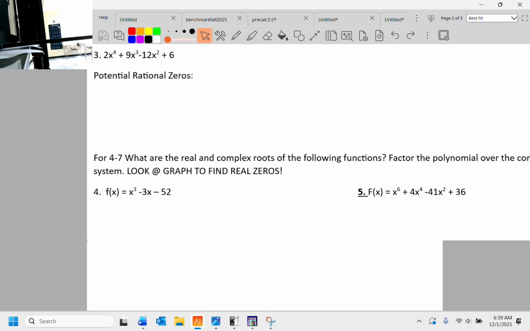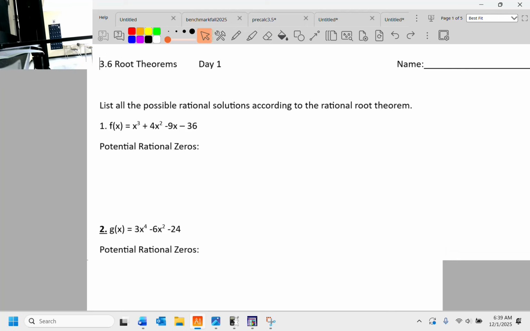So what do we got here? We got root theorems. Looks like I got about half of them marked off. Alright, so number 2, you're supposed to list the possible rational solutions according to the rational root theorem.